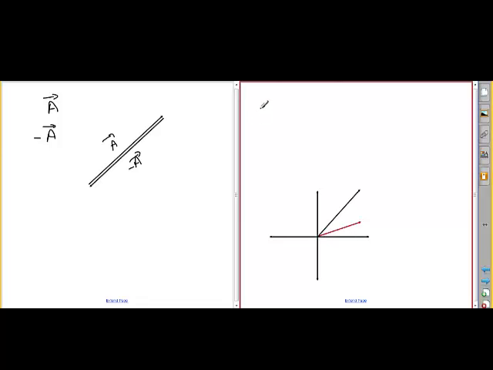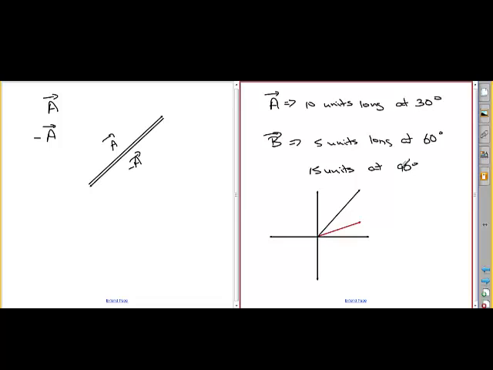Okay, so how do you add vectors? Well, you might think, oh, I just add them. Here's a wrong example. Let's say vector A is a vector which is 10 units long, so that's the magnitude, at 30 degrees, and vector B is a vector which is 5 units long at 60 degrees. Like that. So is the answer 15 units at 90 degrees? No.